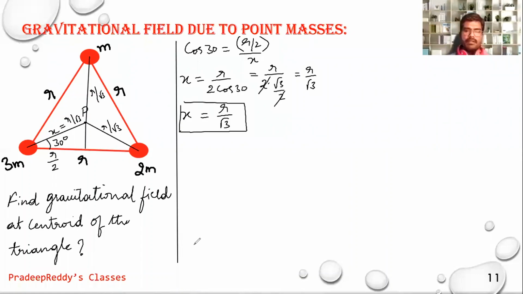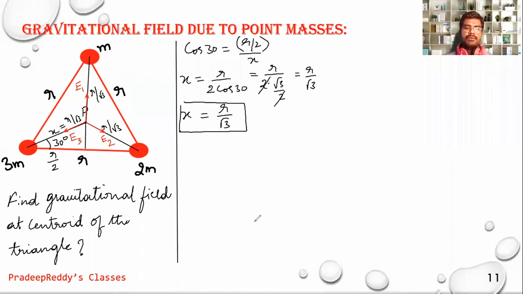I want to now find the gravitational field because of these 3 masses. So there will be 3 vectors acting over here, and those 3 vectors are represented like this. Because of this 2m, the field will be in its own direction, and because of this m, there will be a field in this direction. Because of 3m, there will be a field in this direction. I will mark them as E1, E2, and E3.